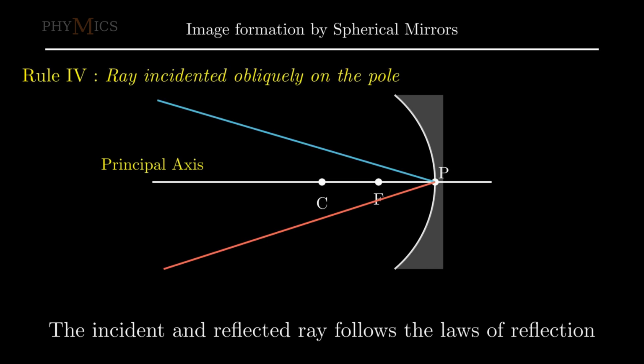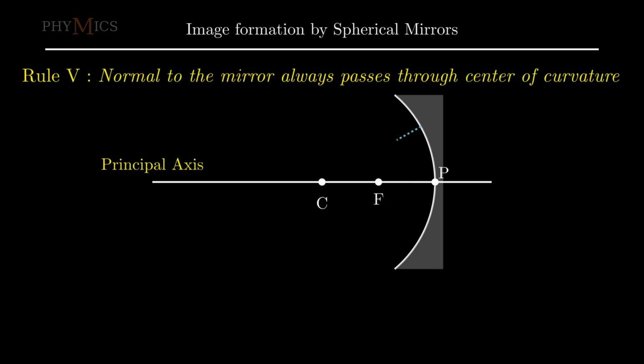As per rule 5, a light ray normal to the mirror always passes through the center of curvature. These rules are also valid for convex mirror. These rules will be applied to form ray diagrams. Let's begin with the concave mirror.